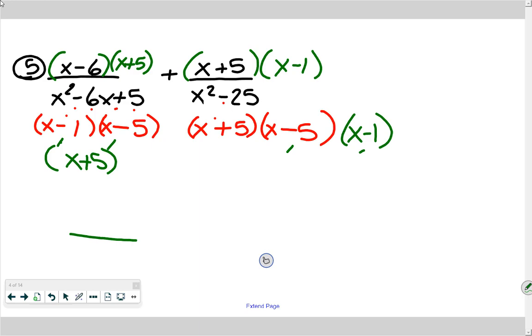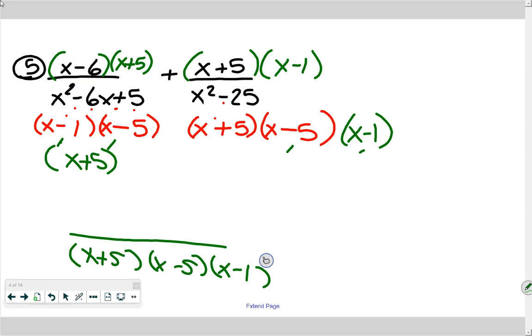Okay, so we have our common denominator. It does not matter the order of the 3 parentheses, just make sure you have those 3 parentheses: an x plus 5, an x minus 5, and an x minus 1. Now what you're going to do is simplify this numerator, and then simplify this numerator before you can combine the two.